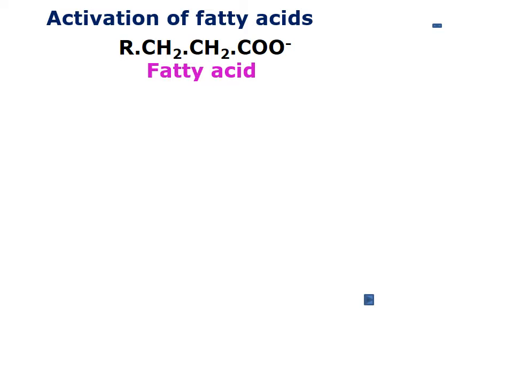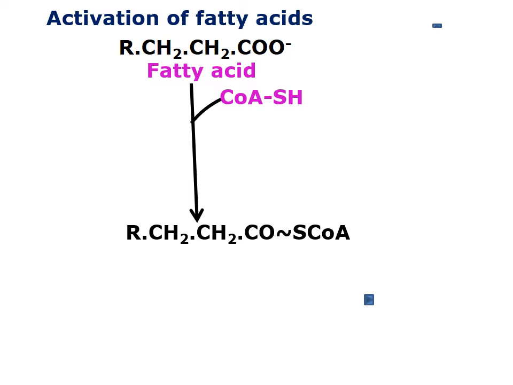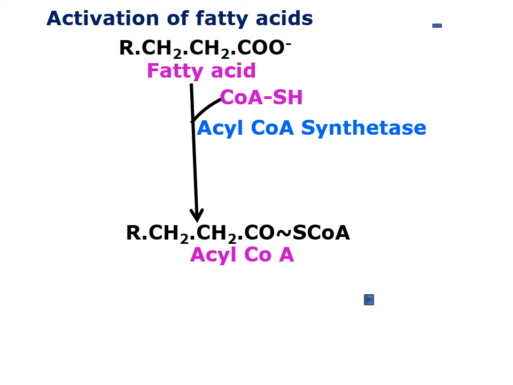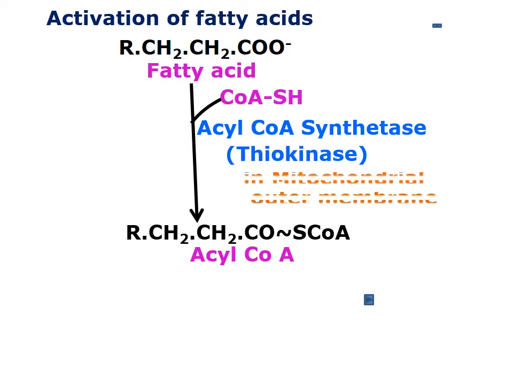So now you just see here, the fatty acid gets activated. This fatty acid, in the presence of coenzyme A using ATP, gets activated into fatty acyl-CoA, or you can just say acyl-CoA. Since it is using ATP as a source of energy, the enzyme is a synthetase. What is synthesized? Acyl-CoA. So it is acyl-CoA synthetase, otherwise called thiokinase.